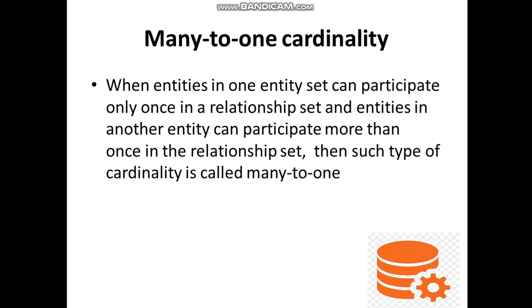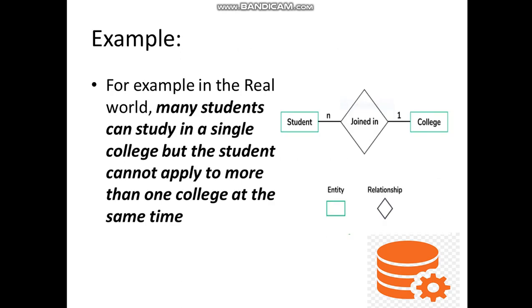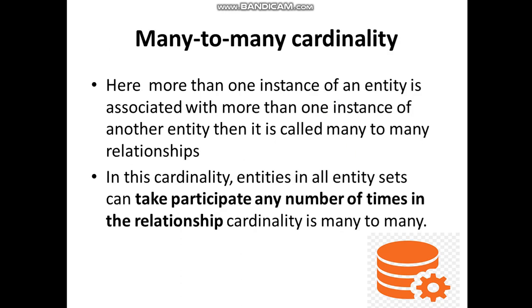Next is many to one: when entities in one entity set can participate only once in a relationship set, and entities in another entity set can participate more than once in the relationship set, such a relationship is called many to one. For example, many students join one college. Next is many-to-many cardinality. Here, more than one instance of an entity is associated with more than one instance of another entity.